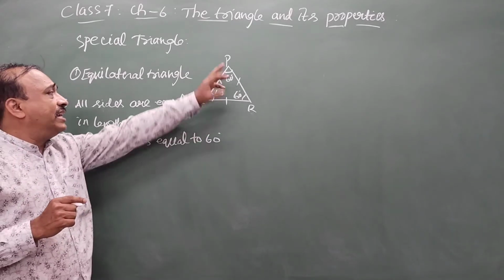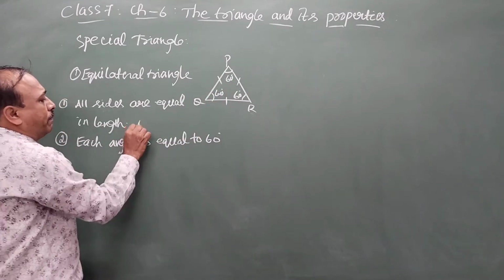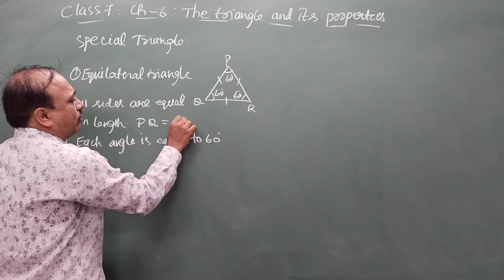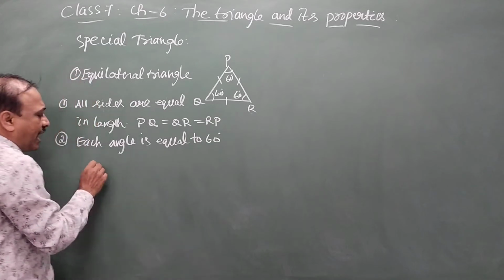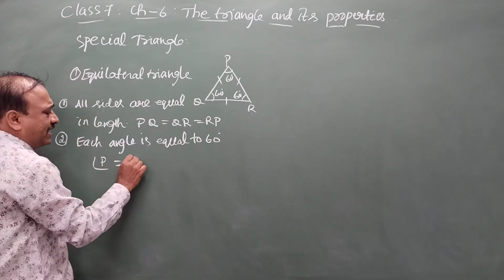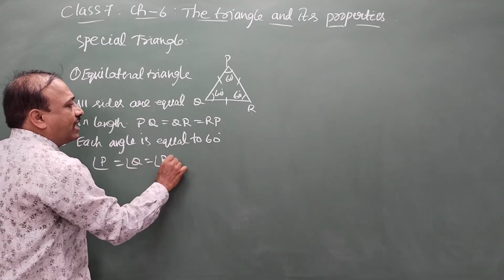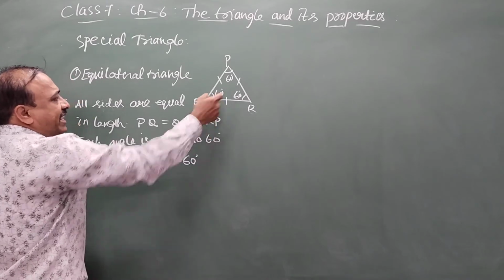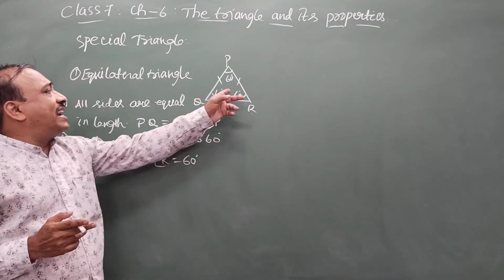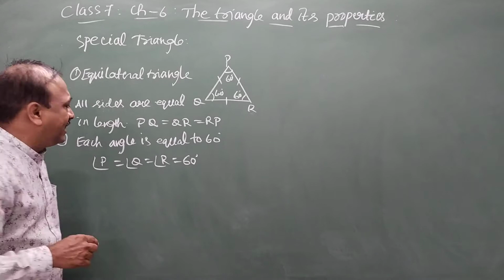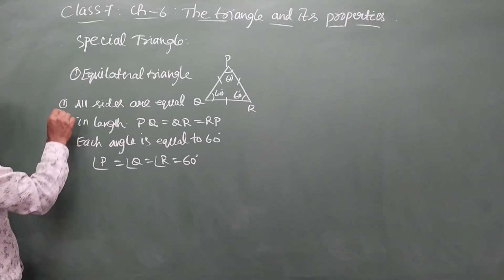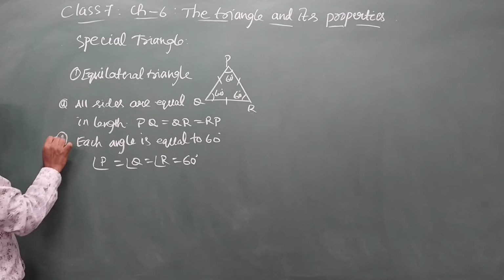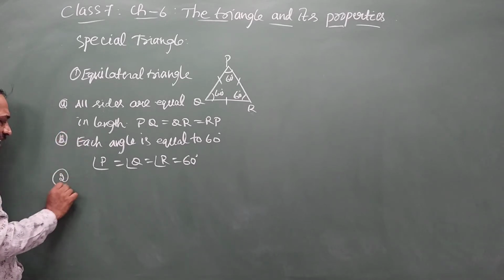This is the property. See, all three sides are equal. PQ length is equal to QR length is equal to RP length. Each angle P is equal to angle Q is equal to angle R is equal to 60 degrees, as the sum of the three angles in a triangle is 180 degrees.